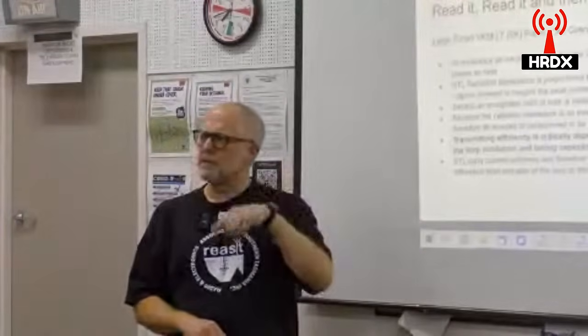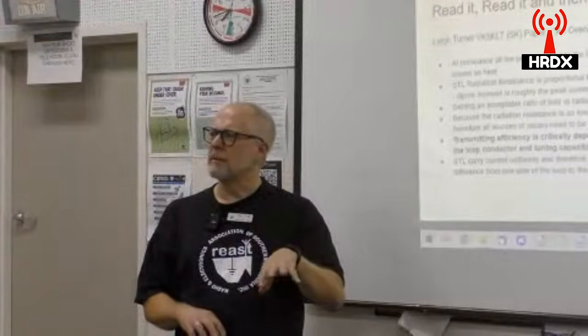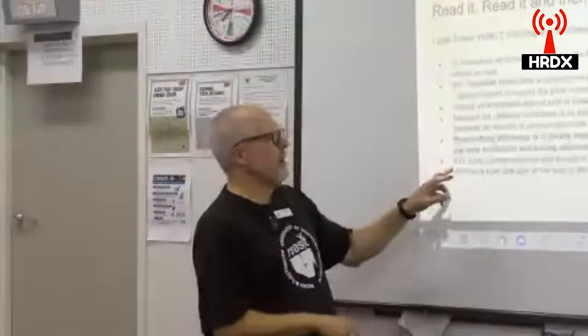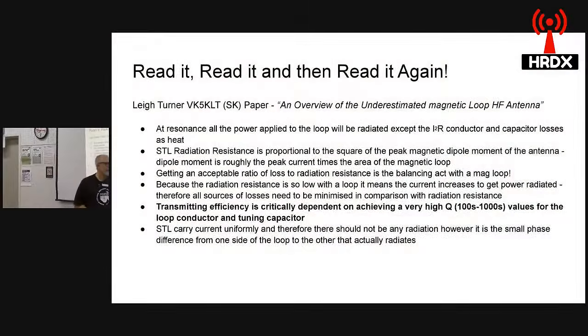Think about your inductors in circuits. Inductors don't radiate. If they did, you'd have all sorts of problems in your circuit. However, there are just small phase differences between one side of the loop and the other, which actually causes the loop to radiate, which is good, because then it's an antenna. So there are some real nuggets of information out of this paper.